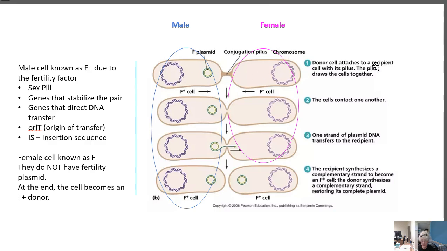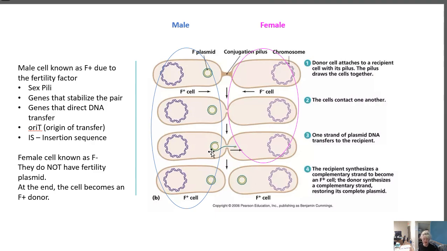The donor cell attaches to a recipient with its pilus, and the pilus draws the cells together. It forms a cross bridge, or a mating bridge, is what they call it. Here, the cells connect with one another, and then one strand of plasmid DNA is transferred into the recipient. The recipient then synthesizes a complementary strand to become an F-positive cell. The donor synthesizes a complementary strand, restoring its complete plasmid.